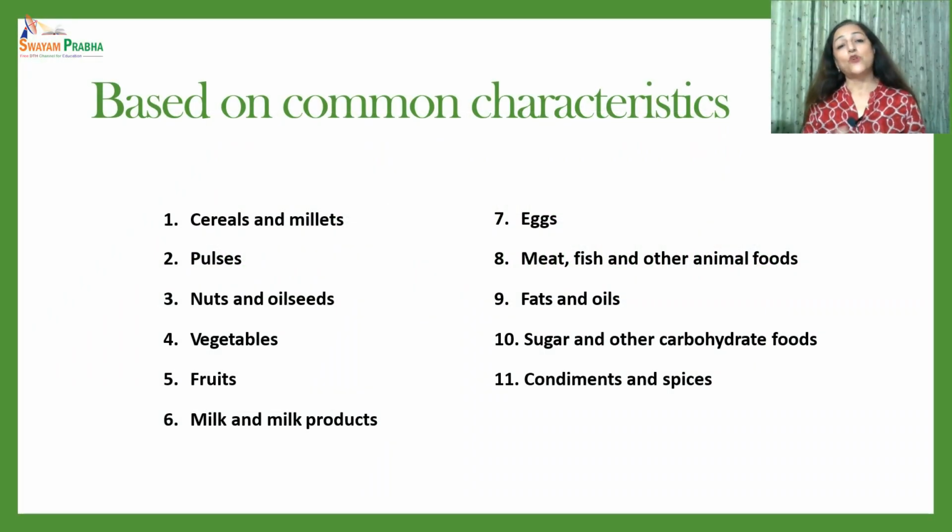Food can be broadly classified into 11 groups based on their common characteristics. So these 11 groups are cereals and millets, pulses and legumes, nuts and oilseeds, vegetables, fruits, milk and milk products, eggs, meat, fish and animal foods, fats and oils, sugar and other carbohydrate foods, and condiments and spices. Now let us explore all these 11 subtypes of food groups.